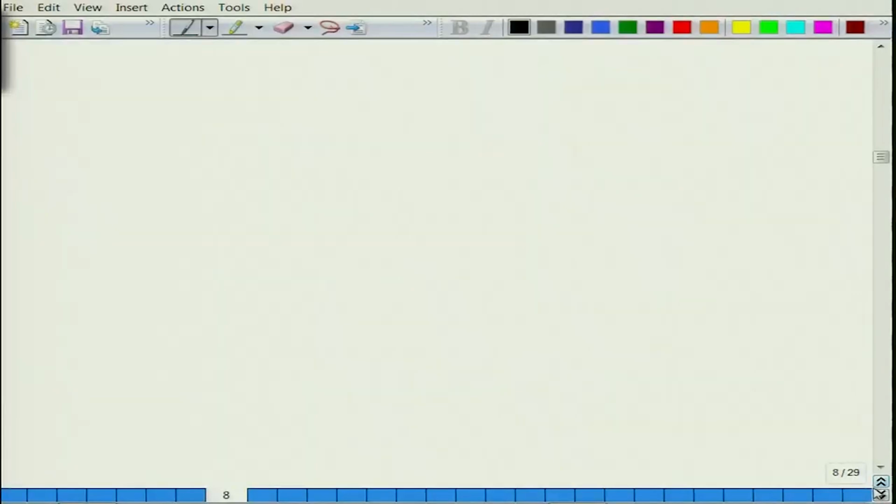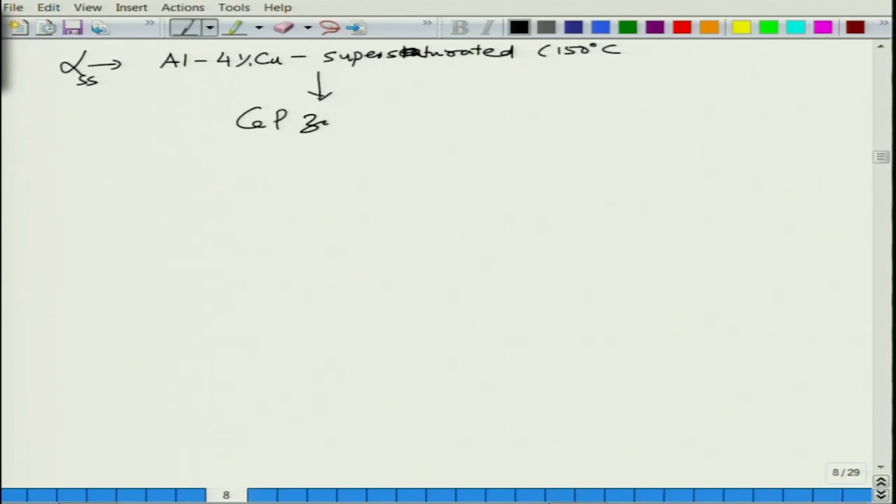And so what is basically a GP zone? Let's see now what a GP zone is. So you have alpha, which is alpha SS, let's say aluminum with 4% copper, supersaturated. Now if you hold it at a temperature, let's say 150 degrees centigrade, then this forms what we call GP zones. What is a GP zone basically?